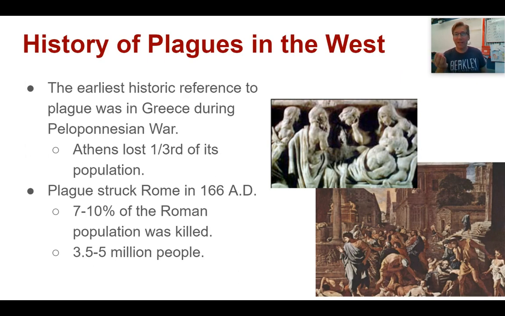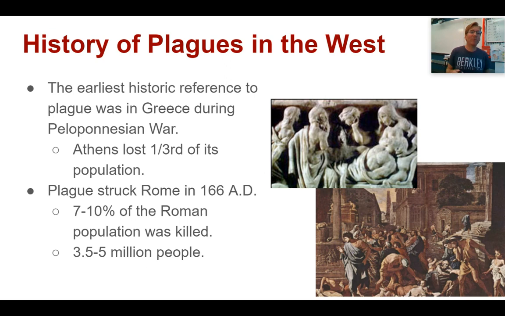Now, as I said, the Black Death is not the only plague out there. Let's talk a little bit about the history of plagues in the West. The earliest historic reference to the plague was in Greece during the Peloponnesian Wars, so way, way back in ancient history. This plague shows up in Athens, and the city of Athens loses a third of its population. 33% fatality rate. That's a pretty significant plague.